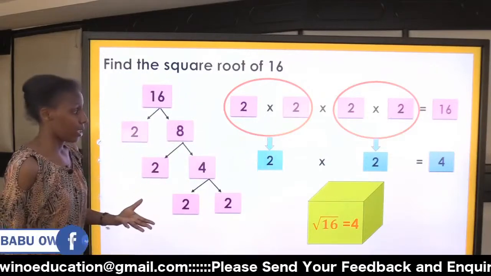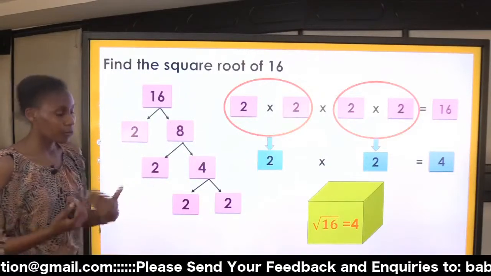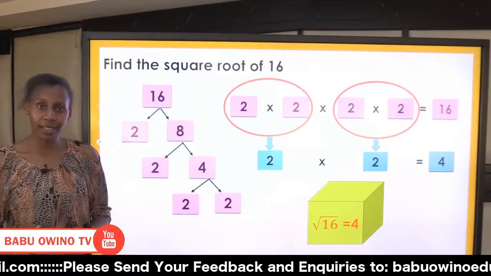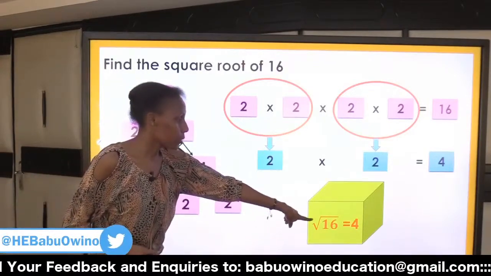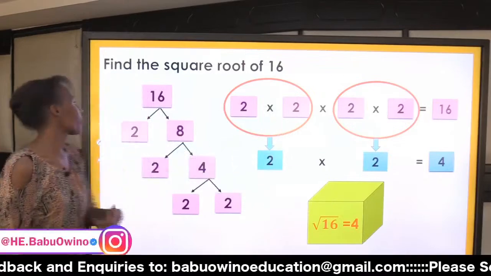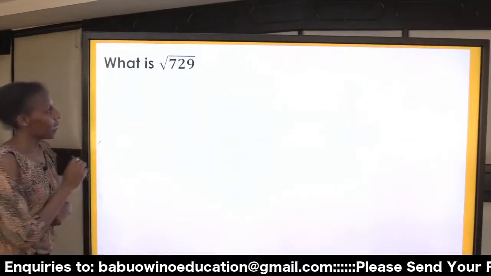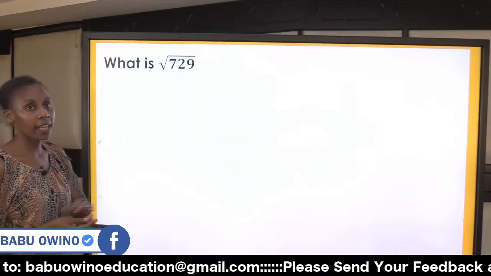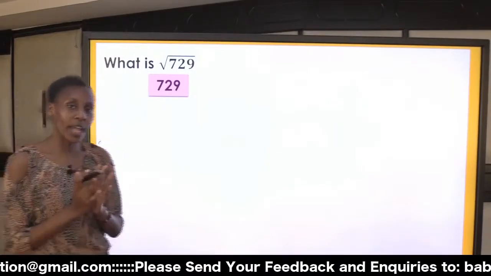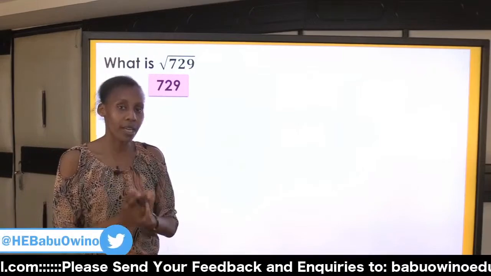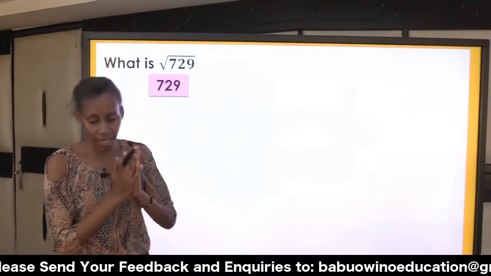And we can try. When you multiply 4 by 4, what do you get? Correct, you get 16. So square root of 16 is 4. Let's look at another example. We have 729. Remember we said we have to express our number as a product of its prime factors.